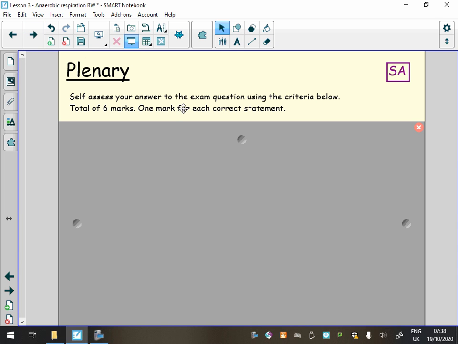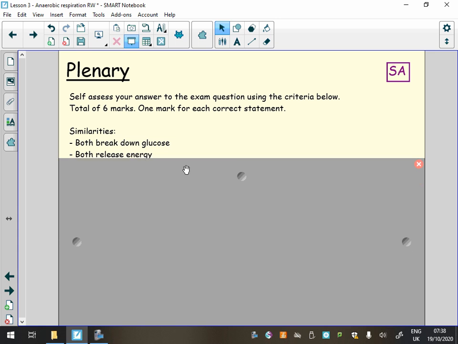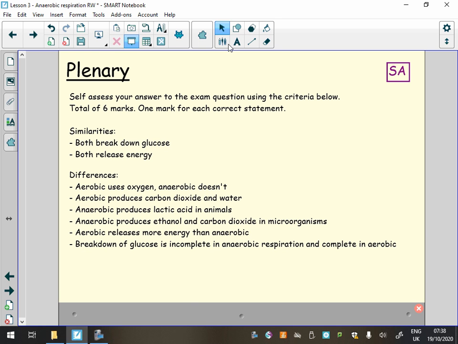And finally, it is just marking your answer that you've written. So 1 mark for each correct statement, and it is literally that slide that was on before. So hopefully that makes sense. Any problems, as I said, email me, and fingers crossed it's all right.